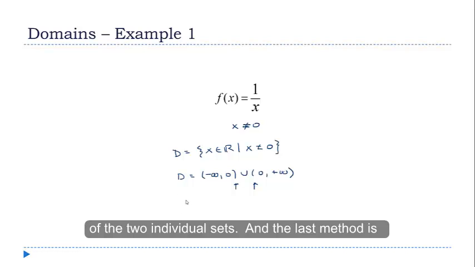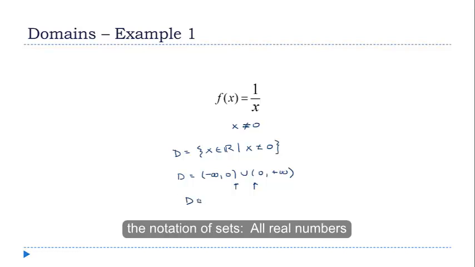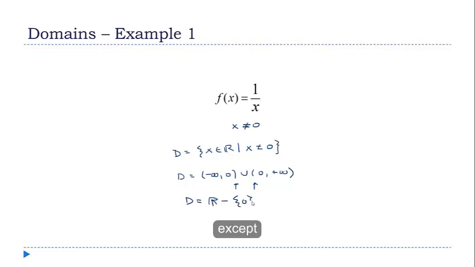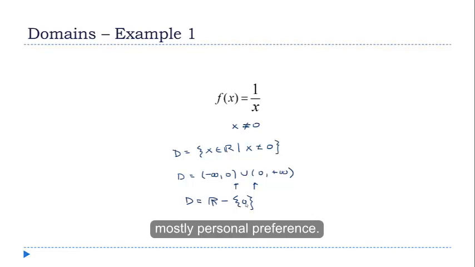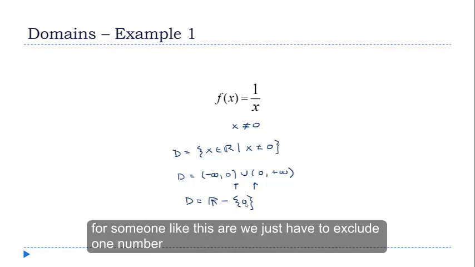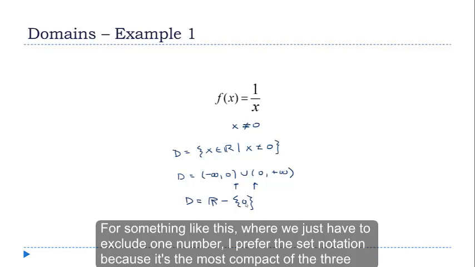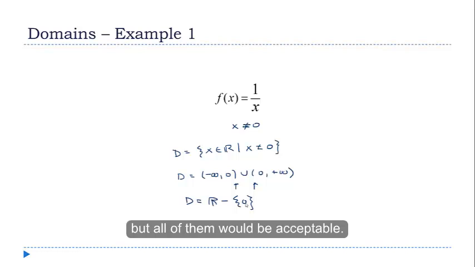And the last method is the set notation. All real numbers except the set 0. Now, which method you use for a given function is mostly personal preference. For something like this, where we just have to exclude one number, personally, I prefer the set notation because it's the most compact of the three, but all of them would be acceptable answers.